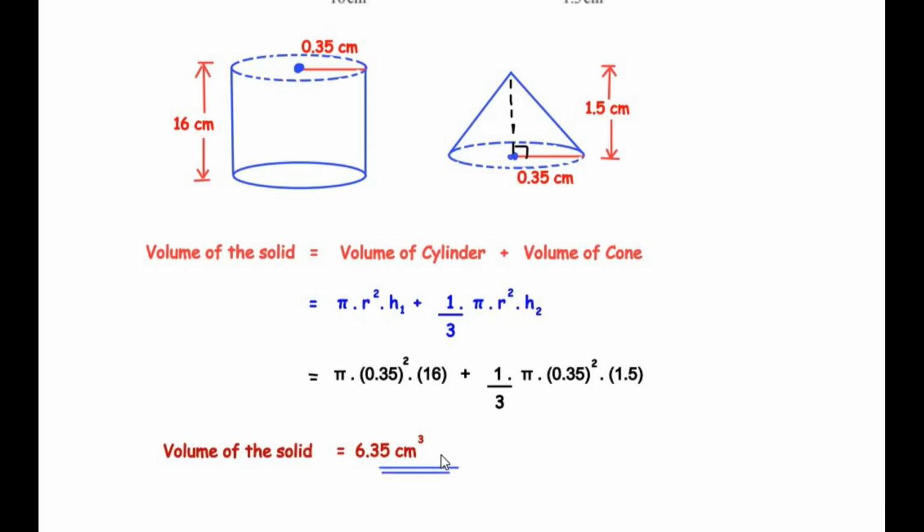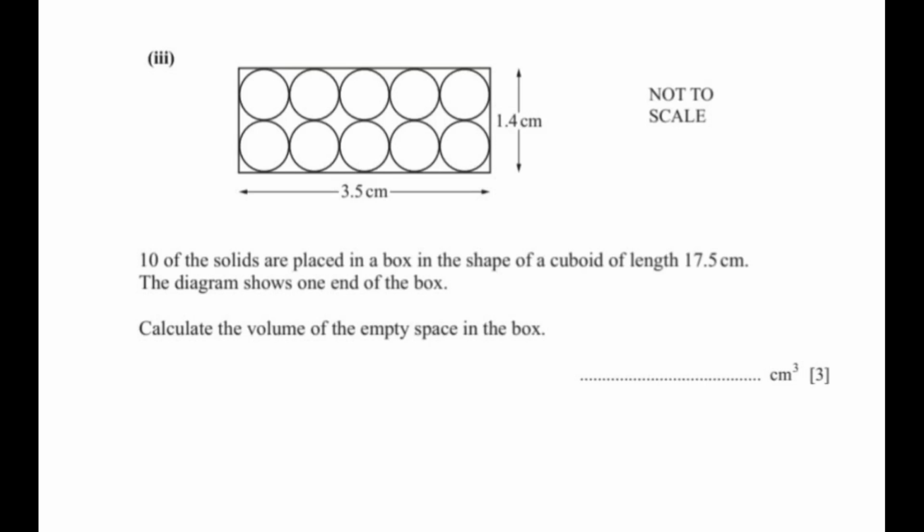Now let us move on to the third sub question. 10 of the solids are placed in a box in the shape of a cuboid of length 17.5 centimeter. The diagram shows one end of the box. Calculate the volume of the empty spaces in the box.